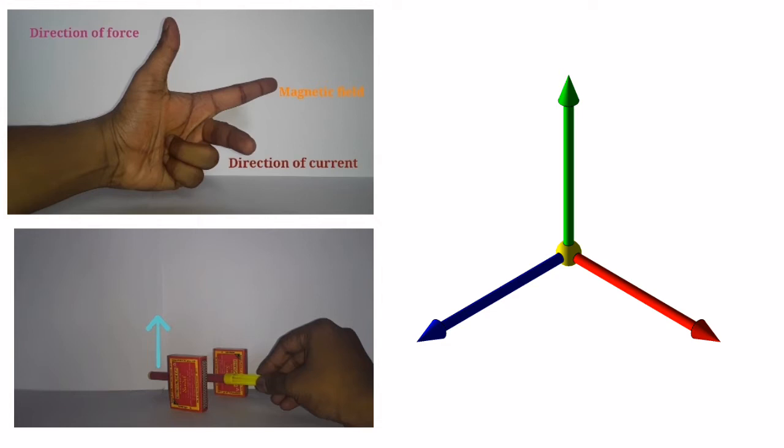Now see these three pictures which show some similarities. The forefinger shows magnetic field; in between two poles there is magnetic field, and here the blue arrow shows magnetic field. Similarly, the middle finger gives the direction of current. The current carrying conductor shows the direction of current, and here the red arrow shows the direction of current.